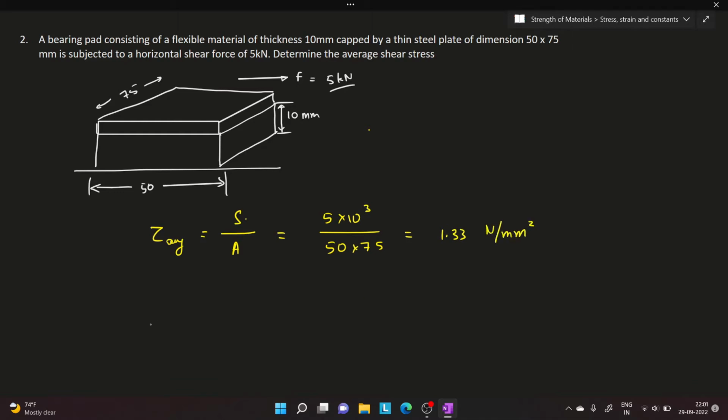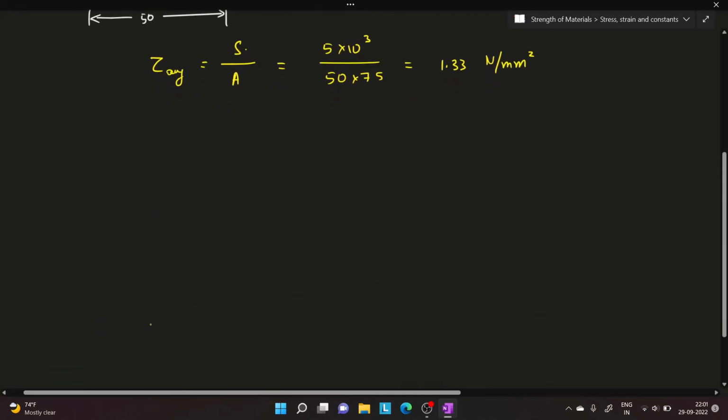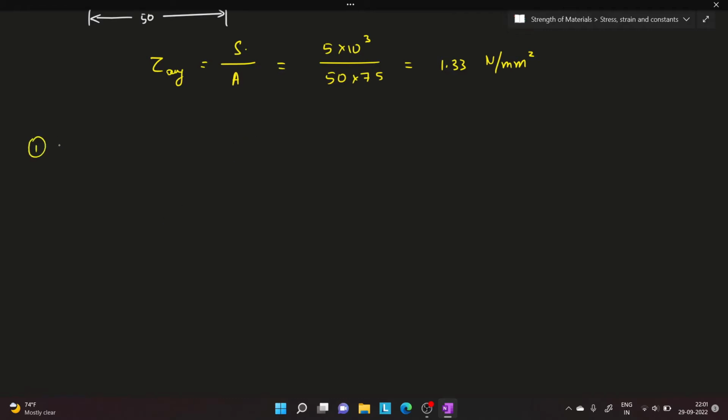Here let me briefly go through the different types of stresses a material can experience. The first one is normal stress. In normal stress we have two types: one is direct stress or principal stress, and the other is bending stress. Direct stress is because of a force which passes through the CG. The best example is a block.